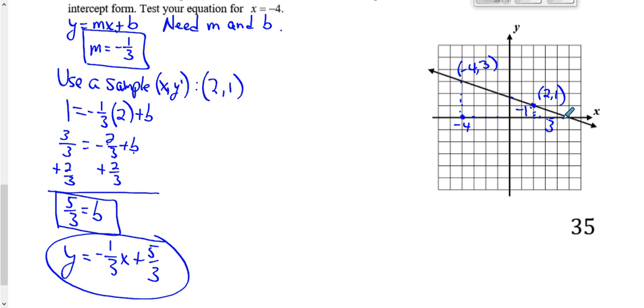You understand that going down is negative and going to the right is positive? And how far down did you go? So it's -1. And how far to the right did you go? 3. So rise over run. The rise is -1, and the run is 3. So -1/3.